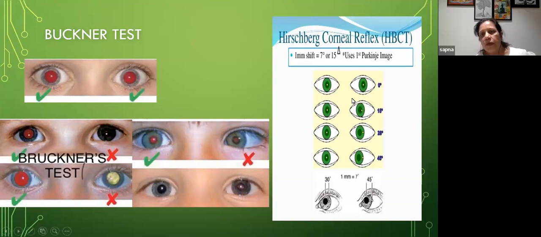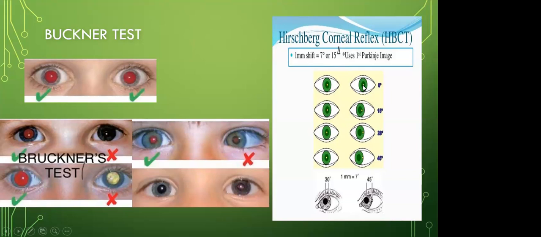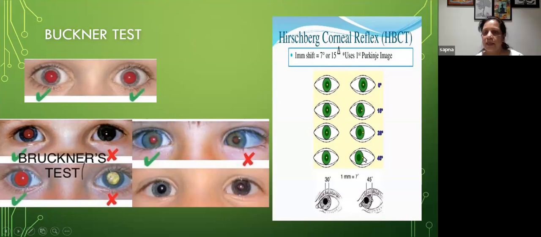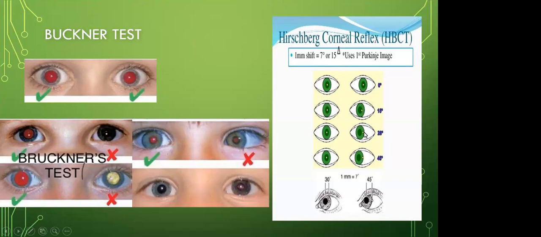In this Hirschberg's corneal reflex test, 1 mm shift is nearly equal to 7 degrees or 15 prism diopters of deviation. So we see the 0 is at the center of the pupil. If we take this as 0 and this as 45 at the limbus, then at the pupillary border it is 15, and midway between the pupillary border and the limbus is 25 to 30.